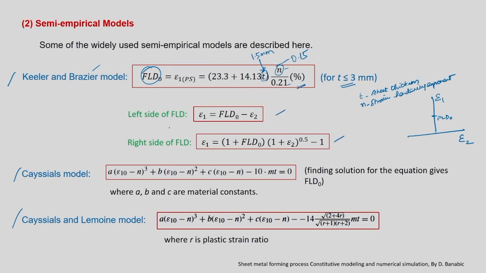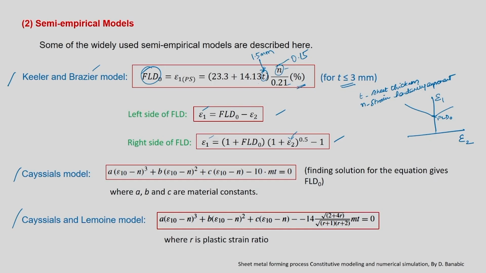For the left hand side of the FLD, to get data points you can use epsilon 1 is equal to FLD0 minus epsilon 2. Whatever value you get for FLD0, you subtract epsilon 2, taking different epsilon 2 values, and you will get epsilon 1. You may get a curve like this. On the right hand side, the same thing can be used: epsilon 1 equals (1 plus FLD0) into (1 plus epsilon 2) to the power 0.5, minus 1. You can vary epsilon 2 on the right hand side of the FLD and you will get epsilon 1. Finally, you will get the entire forming limit curve using this.